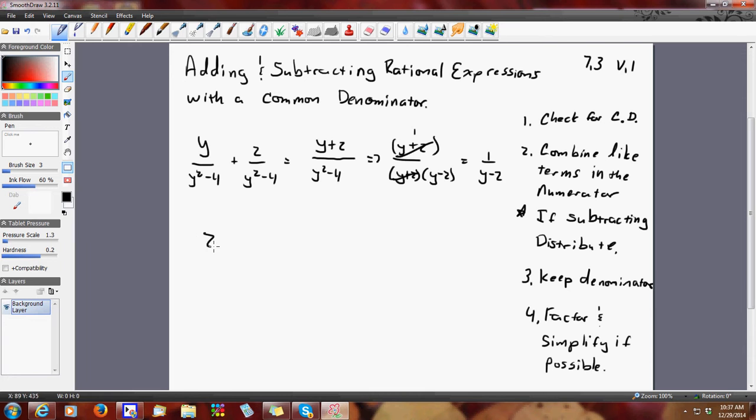Now, it's always possible that you're going to have something like this, x minus 5 minus 4 over x minus 5. And if you do this, you're just going to get x minus 4 over x minus 5. There's nothing to cancel out, and you're done.